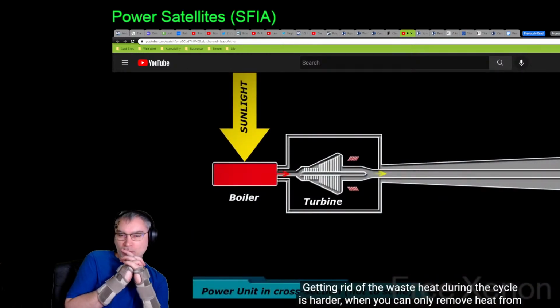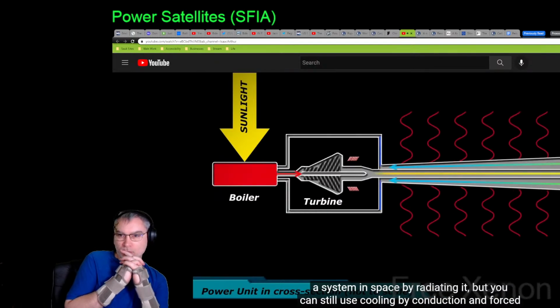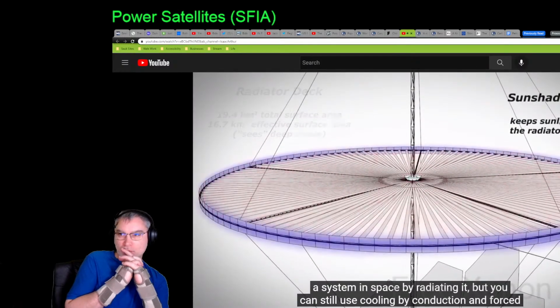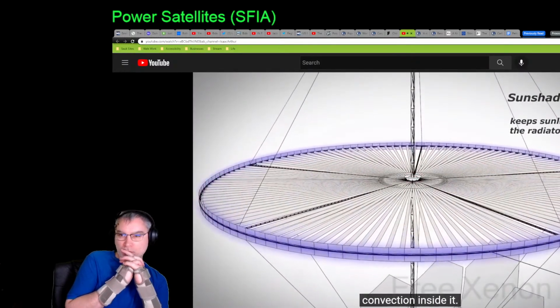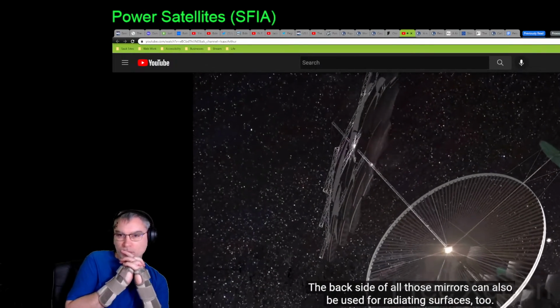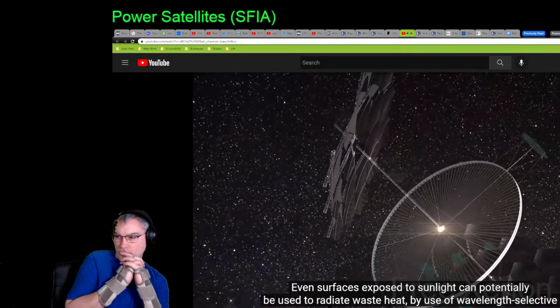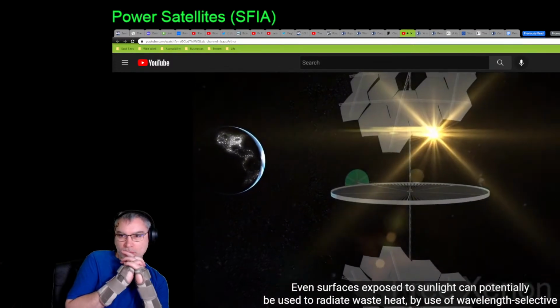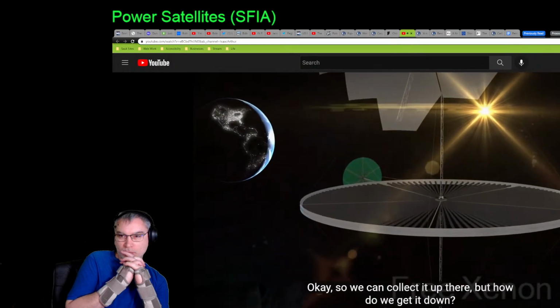Getting rid of waste heat during the cycle is harder when you can only remove heat from a system in space by radiating it, but you can still use cooling by conduction and forced convection inside it. The backside of all those mirrors can also be used for radiating surfaces too. Even surfaces exposed to sunlight can potentially be used to radiate waste heat by use of wavelength selective surfaces.